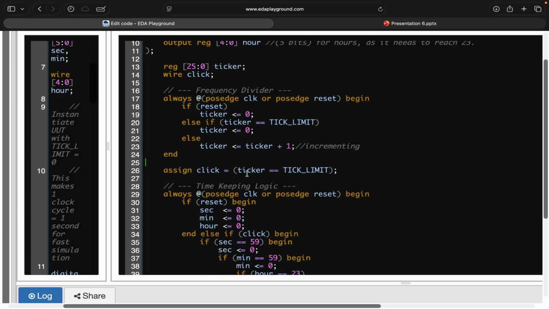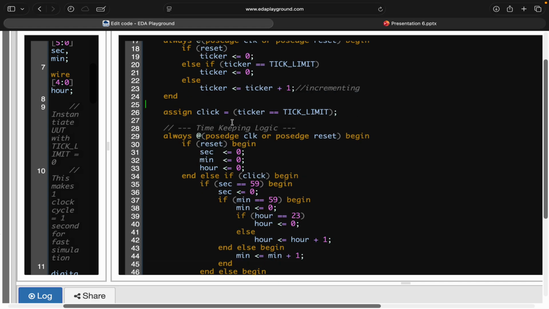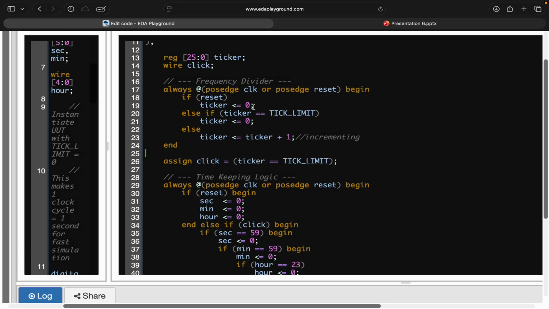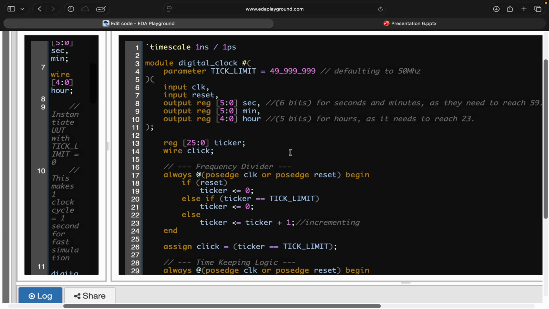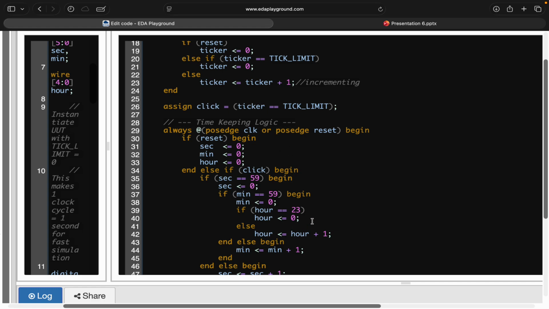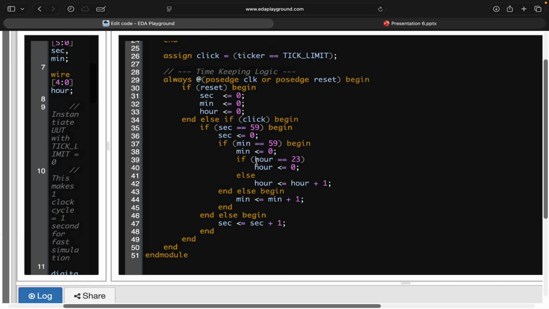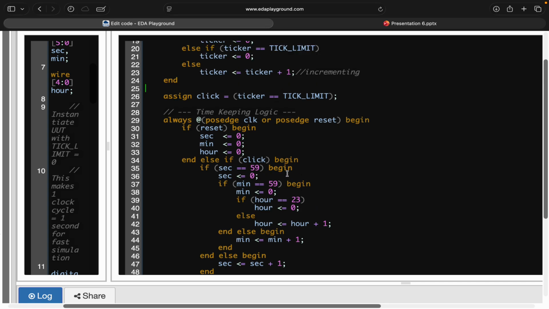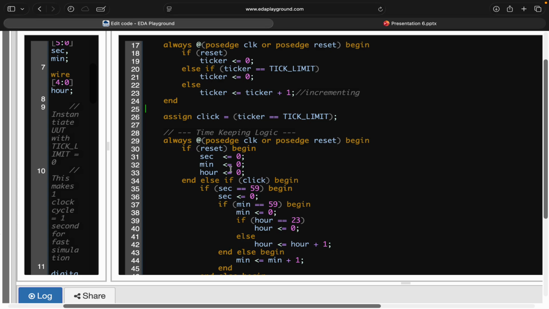Now assign click is equal to, so what is click? Click is required because if by chance this ticker reaches this limit, that means it has completed 1 day. So what I will do is reset all the second, minute, and hour parameters. They will all become 0. They'll start fresh. So this is the use of click.